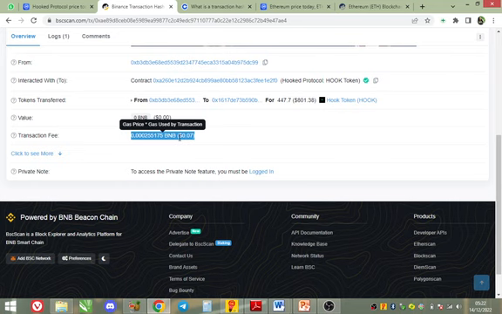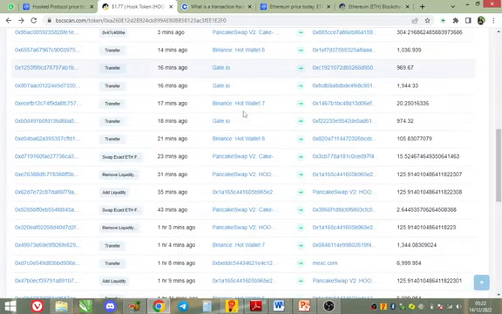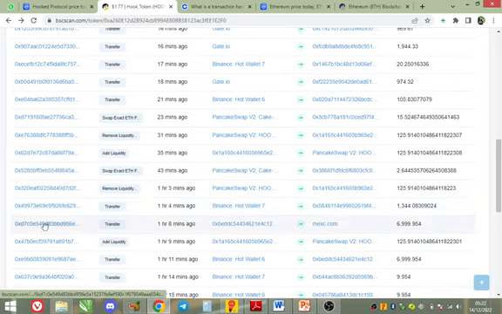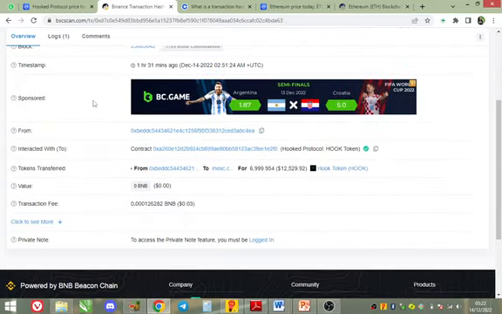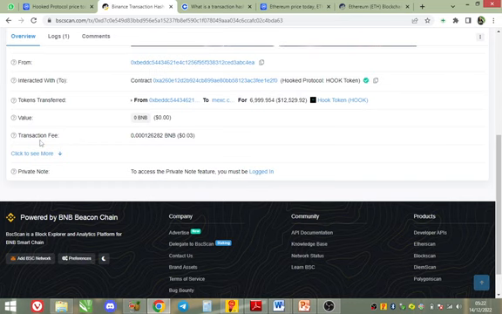Now let us take another person's transaction. Okay, this is a transfer. Let's use this particular transfer. I can click on this TXN hash. Now you can see in this TXN hash the transfer fee paid is just 0.00126 BNB that was used to transfer this particular token.